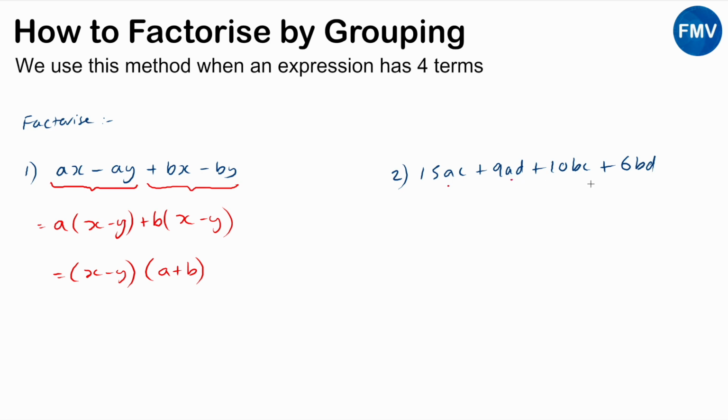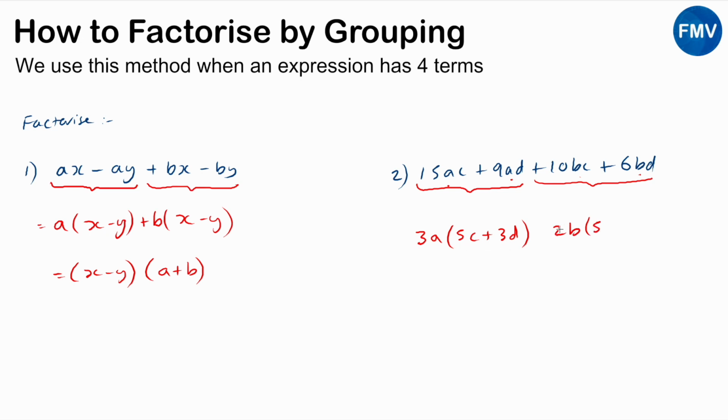Okay, looking at this, it looks quite complicated, but it's exactly the same. A and A, B and B, I will choose to do it this way. Common factors, well, 3 goes into both, A goes into both. I'm left with 5C plus 3D. Common factors, well, 2 goes into both, B goes into both.